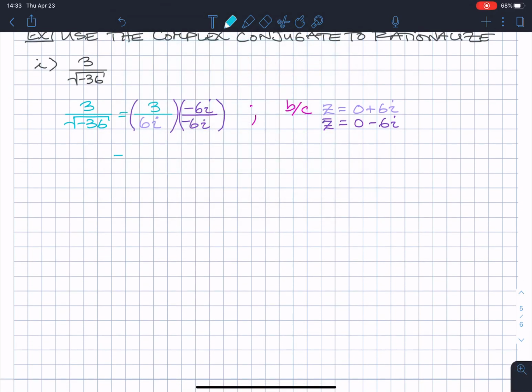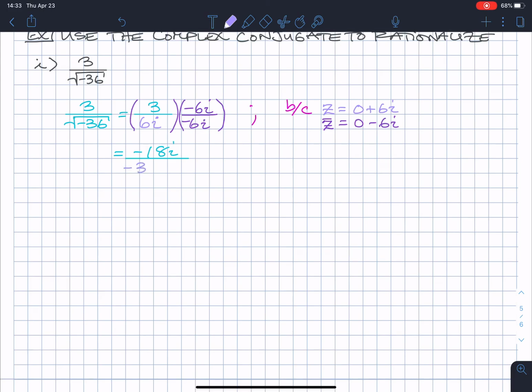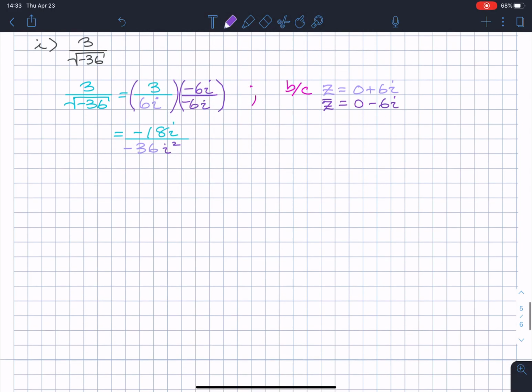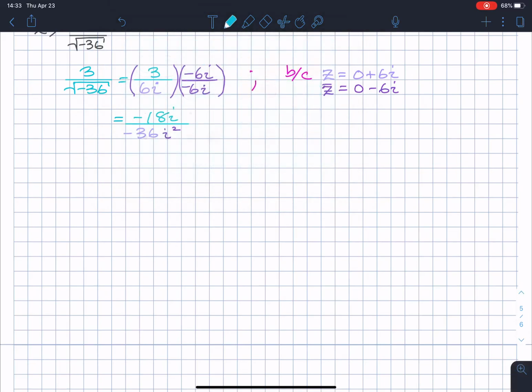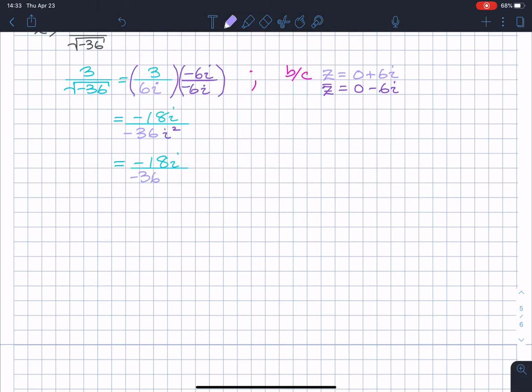Okay, so what do we have here? 3 times negative 6i should be negative 18i. And in the denominator, we'll get a negative 36 times i squared. But of course, i squared is negative 1. So we get a negative 36 times a negative 1.